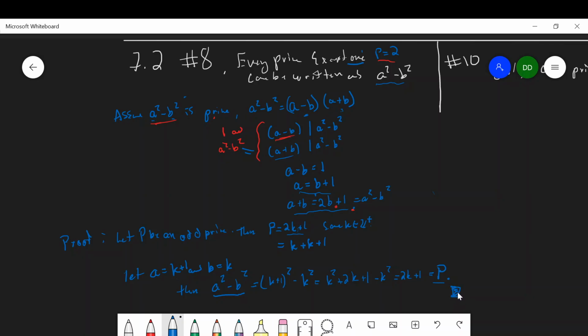All right, so that's proved. We've taken an arbitrary odd prime, which is every prime except for 2, and we wrote it as a squared minus b squared. Pretty neat.